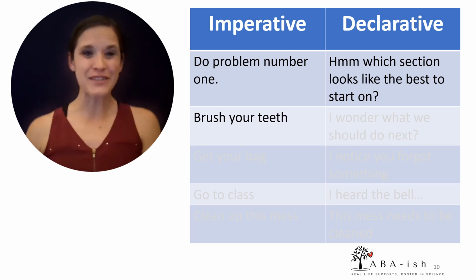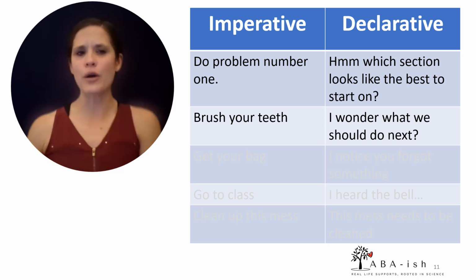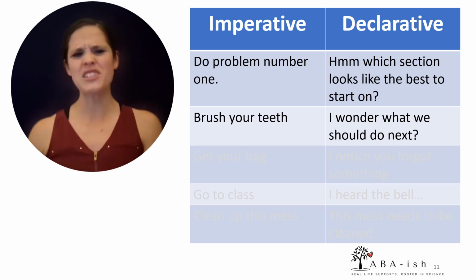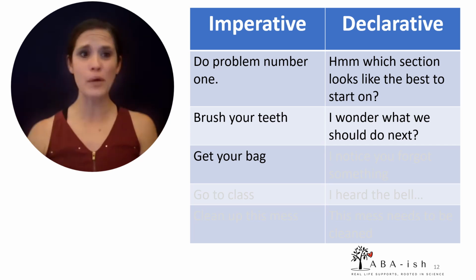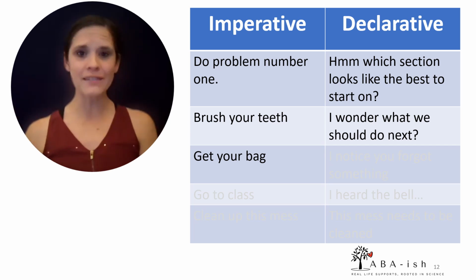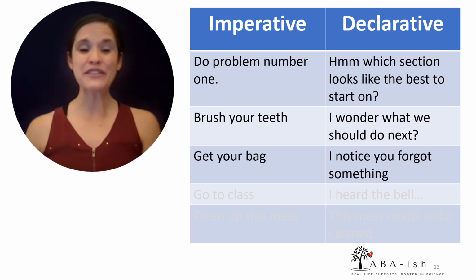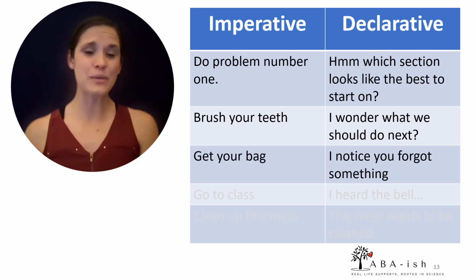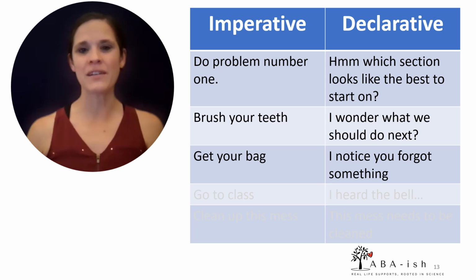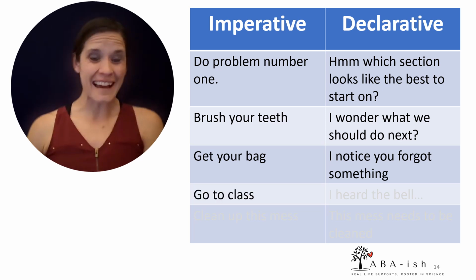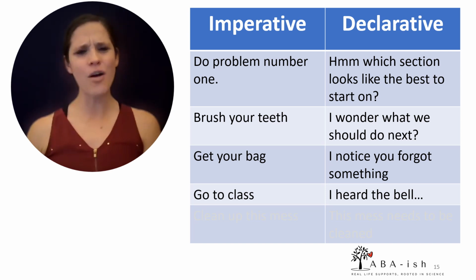I might have to tell my children, brush your teeth. But instead, I could use a declarative statement and think, okay, we just got our jammies on. I wonder what we should do next. Instead of telling somebody to go get their bag, their Chromebook, whatever item it is that they've forgotten, you could say, I noticed you forgot something. This invites the action of figuring out what they forgot and rectifying the situation, but it gives them the autonomy to do that on their own and to be in control of that situation. Instead of saying go to class, you might say something like, I heard the bell and I noticed that we're still in the hallway.